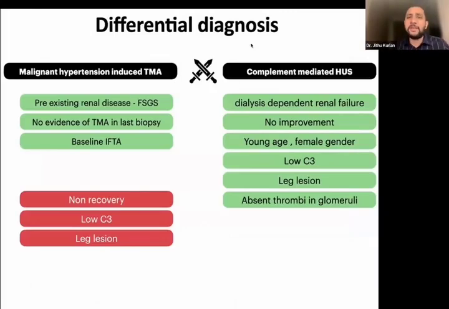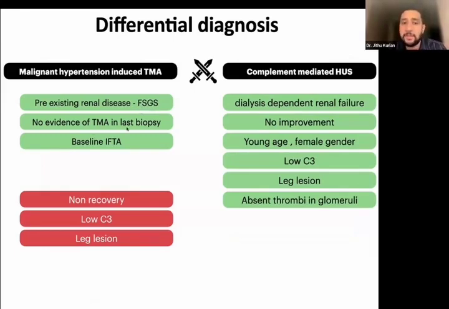So in spite of that, we were not convinced that this is complement-mediated TMA because she had a pre-existing renal disease. I understand the biopsy was not the perfect biopsy, but she had an FSGS which was there. And the morphology of that particular disease presentation was not like a hemolytic uremic syndrome or TMA. So in this background, we always felt that it is the hypertension which resulted in a TMA.